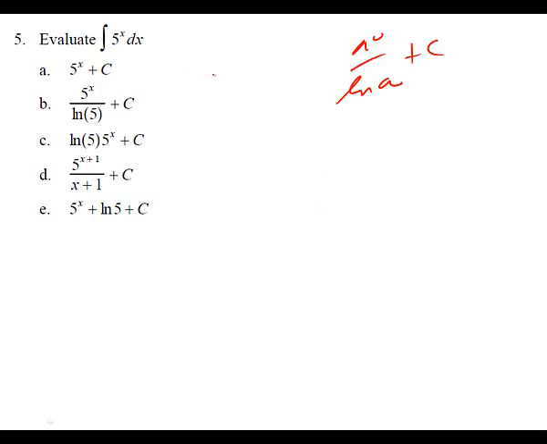So what is my a to the u? 5x over the natural log of what? 5. Nobody should get that wrong, especially since there's only one of those, and you should be able to match it early on in the test.